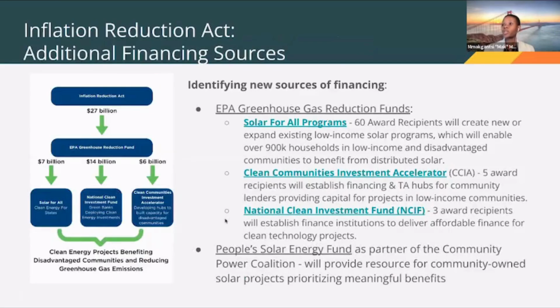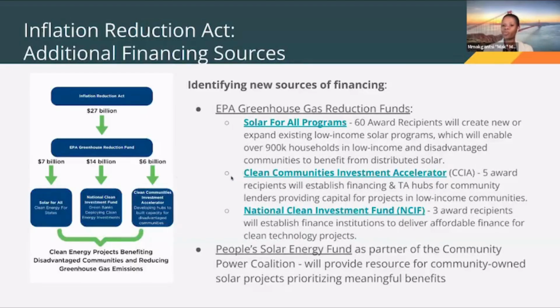And then, I just wanted to quickly flag some additional sources of financing as folks are thinking about financing projects. There's the EPA's Greenhouse Gas Reduction Fund program, where recipients were recently announced in the last month or so.